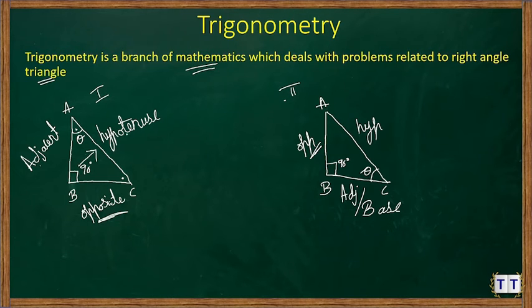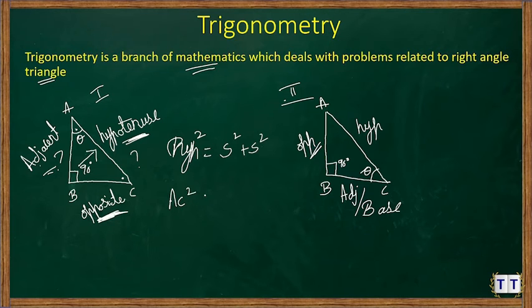Now, in the exercise, they will be giving you two sides. Suppose they give you opposite and hypotenuse, they will ask you to find the adjacent side, or they give you adjacent and opposite sides and ask you to find the hypotenuse. As you have studied in the lower classes, if you want to find any one side of a right angle triangle, we use Pythagoras theorem. What is Pythagoras theorem? Hypotenuse square is equal to side square plus side square. So here, AC square is equal to AB square plus BC square. If any two sides are given, the third side we can find by using Pythagoras theorem.